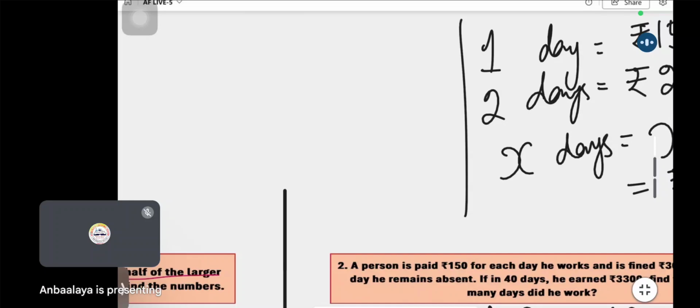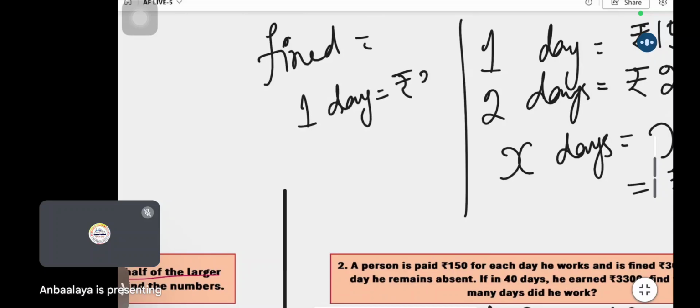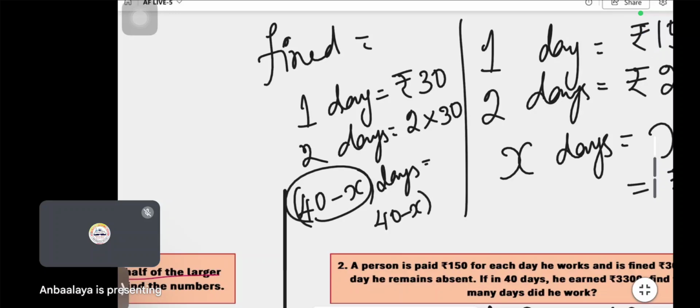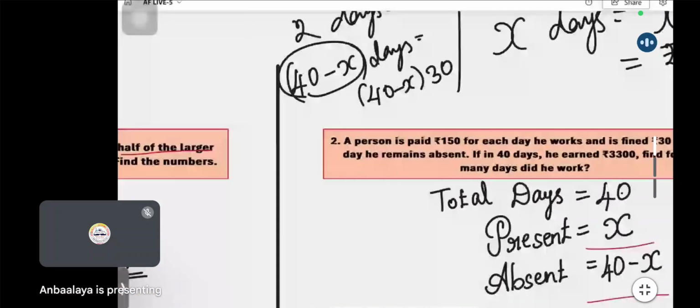Next, let's find the fine. If one day he didn't work, how much is fined? 30 rupees. Two days he didn't work, 60, which is 30 into 2. If he didn't work for 40 minus x days, how much is fined? 40 minus x into 30. Very good.